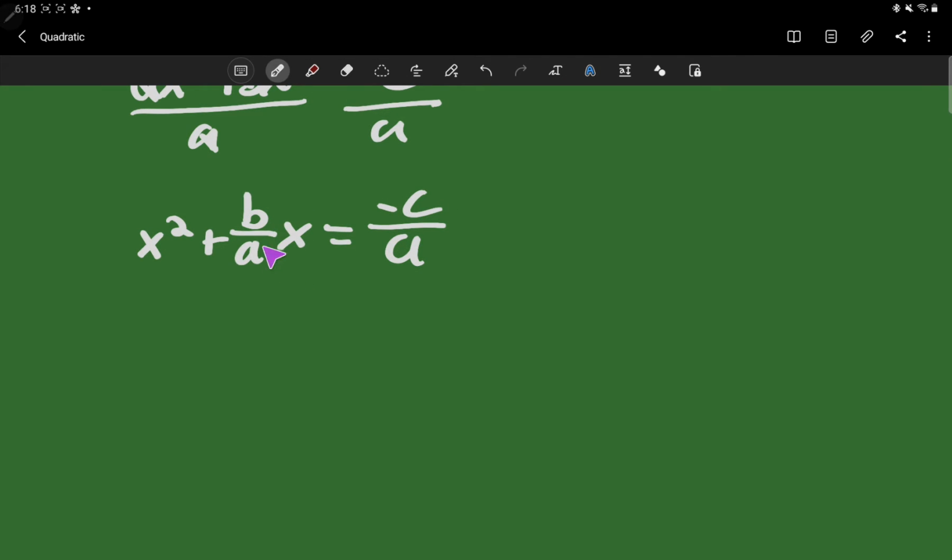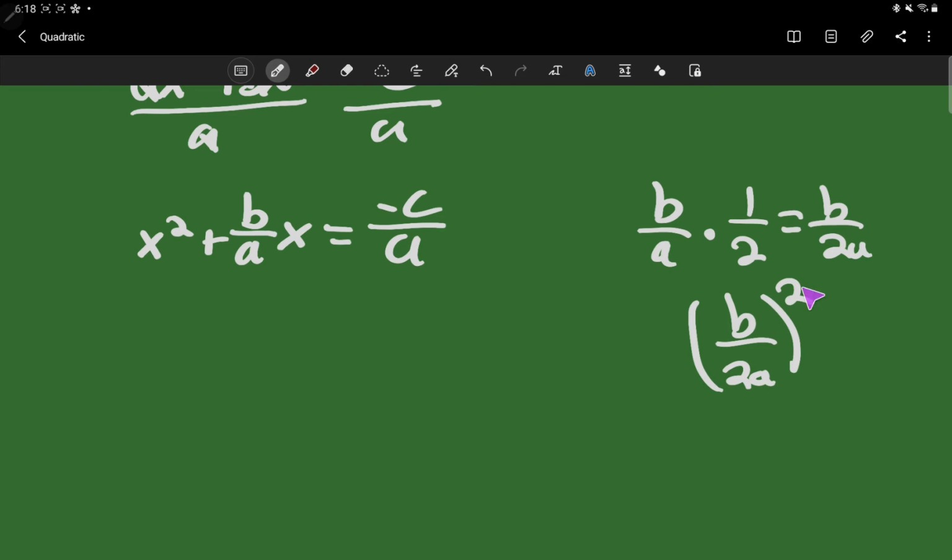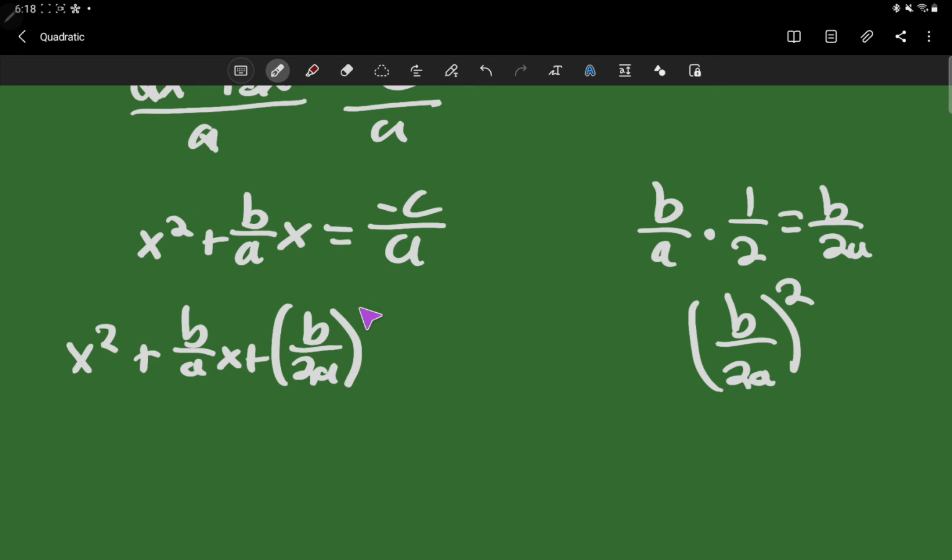So this is our b term. It's b over a. It's a little confusing, but we're going to take b over a and divide it in half. Now that's a little funky, but we know when we divide by 2, it's just the same as multiplying by 1/2. So what we're going to get is b over 2a. And then we're going to square it. So we're going to add that to both sides. x squared plus b over a x plus b over 2a squared equals negative c over a plus b over 2a squared.